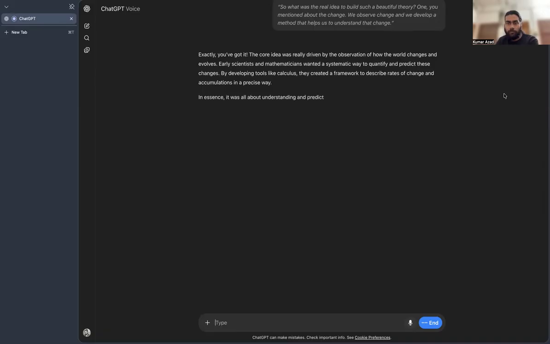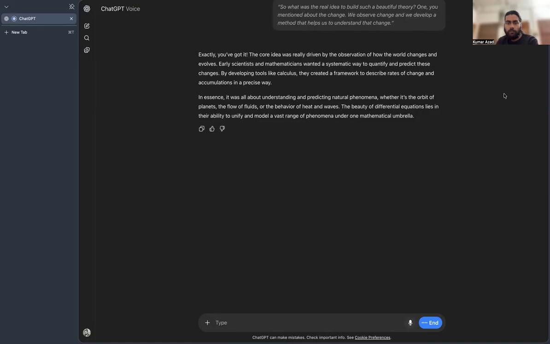In essence, it was all about understanding and predicting natural phenomena, whether it's the orbit of planets, the flow of fluids, or the behavior of heat and waves. The beauty of differential equations lies in their ability to unify and model a vast range of phenomena under one mathematical umbrella. So, first of all, they were working on those things.